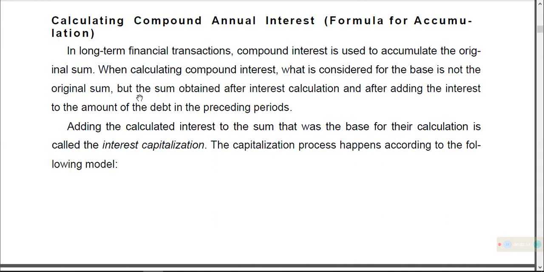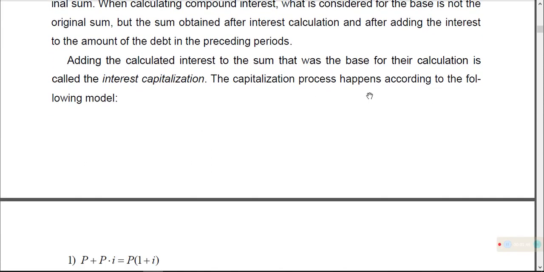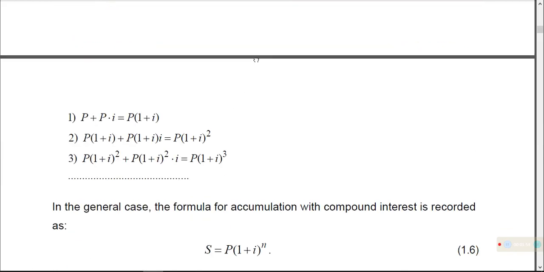On the second term, hindi ka na basta-basta lang maglalagay ng interest on the principal. Rather, you are going to get the sum of the principal and the interest gained from the first year, tapos yun yung magiging bago mong principal. So here, in compound annual interest, nagpapalit ka ng principal for every term kung kailan nagko-compound yung interest rate mo. Adding the calculated interest to the sum that was the base for the calculation is called interest capitalization. The capitalization process happens according to the following model.